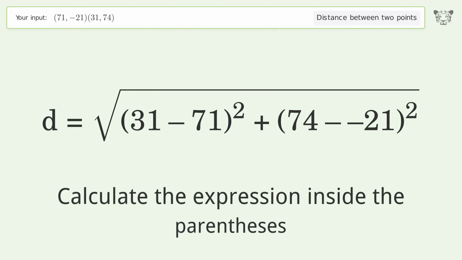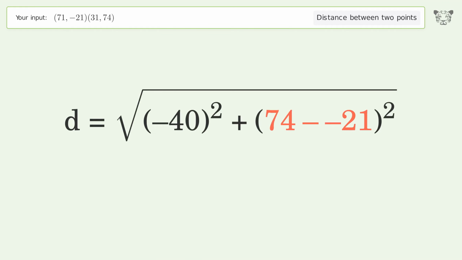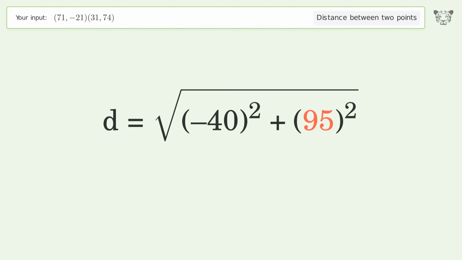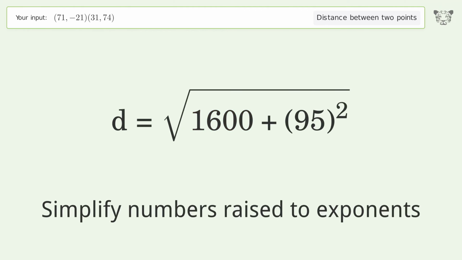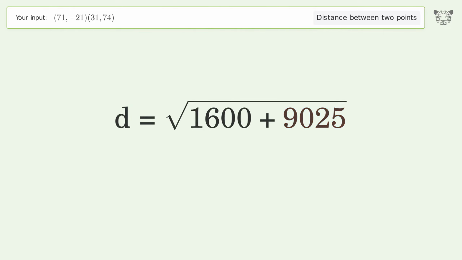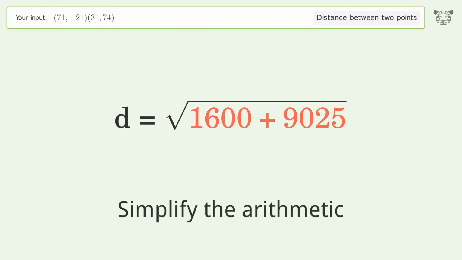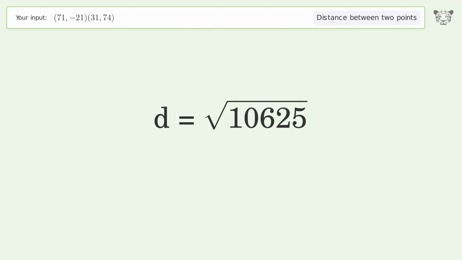Calculate the expression inside the parentheses. Simplify numbers raised to exponents. Simplify the arithmetic. And so the distance between the 2 points is the square root of 10,625 or 103.078.